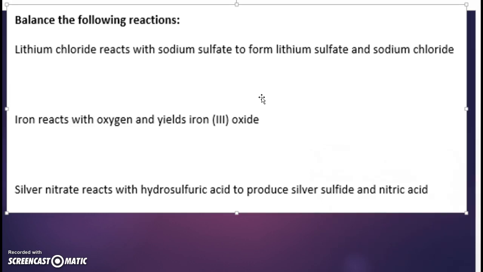So I want to look at the other half of this compound. I have 1 sodium here, but I should have 2. So then what if I put a 2 here? Now I have 2 lithiums, 2 chlorines, 2 sodiums, and then I'm going to have 1 of this whole compound here, this sulfate. So that's going to check out. I'm going to look at this next example here.